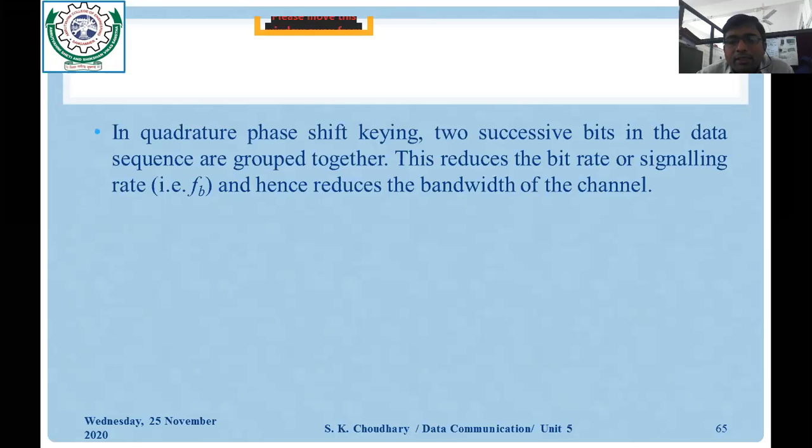So in the quadrature phase shift keying technique, two successive bits in the data sequence are grouped together. Before, in BPSK, we were only using 0 and 1, but here we combine two bits. There are four possible combinations: 00, 01, 10 and 11. This reduces the bit rate or signaling rate, and hence reduces the bandwidth.